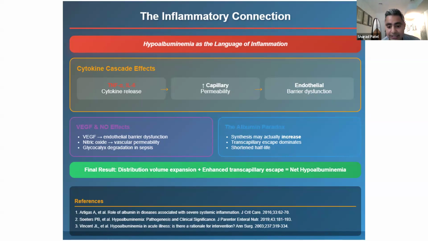So what's interesting is that in critical illness, synthesis may actually increase, but transcapillary leak increases as well. So this leads to a shortened half-life. The final result is that there's redistribution of volume expansion. So if you give fluid in this situation, or you give albumin in this situation, you will have leak and you have enhanced transcapillary escape, leading to net hypoalbuminemia.